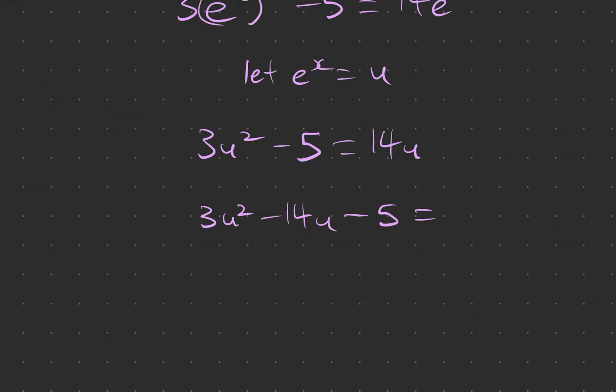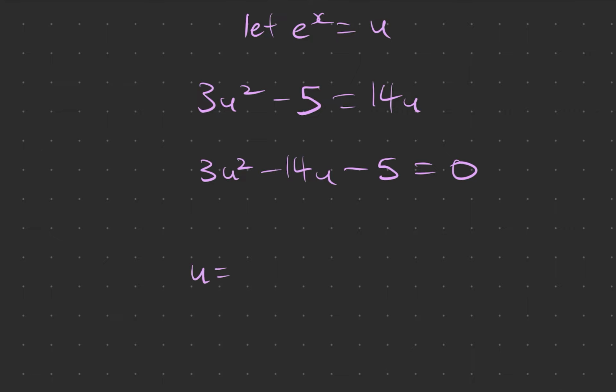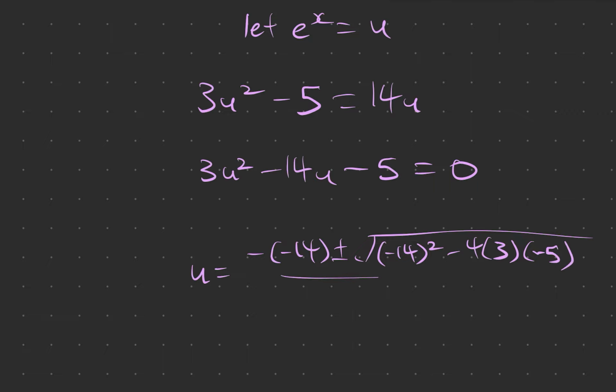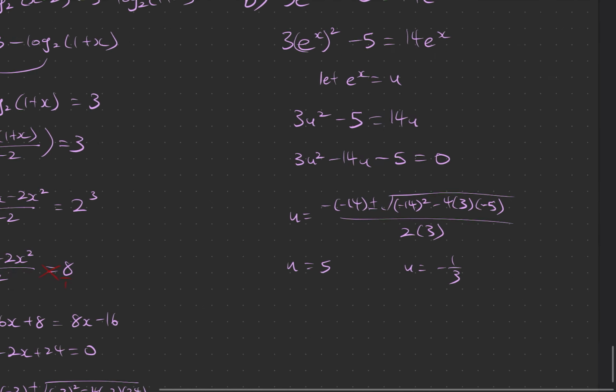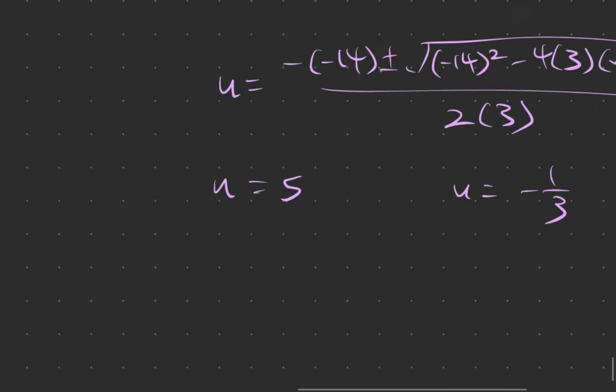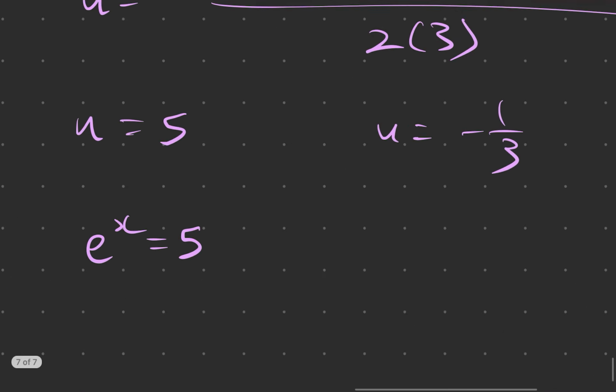So I'll get this. And using our quadratic formula again, u will equal negative 14 plus or minus the square root of negative 14 squared minus 4 times 3 times negative 5, over 2 times 3. What we'd end up getting is u equals 5, or u equals negative 1/3. And then what's the original value? It was e to the power of x. So e to the power of x equals u. e to the power of x equals negative 1/3.